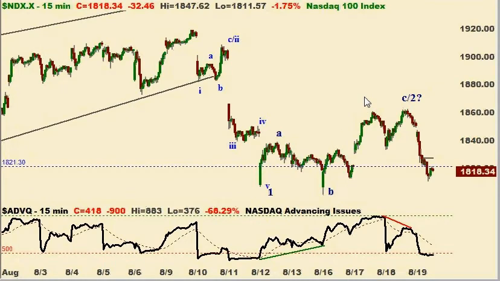Here's the NASDAQ 100. And again, here are those advanced decline line divergences. Here's the bullish one and the rally. And in this case, we actually did make a new high on the NASDAQ relative to the prior peak, and there's the bearish divergence. In this case, I'm using the NASDAQ advancing issues rather than the NYSE. They tend to be pretty similar, particularly in terms of pattern.